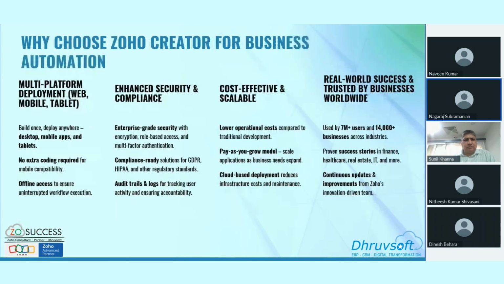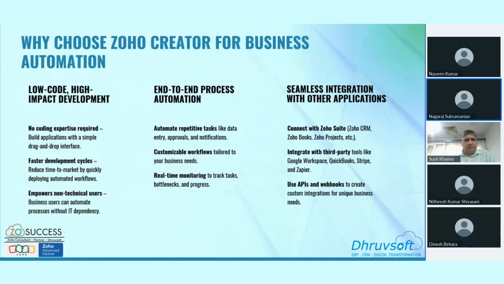So these are the 8 outline of resources needed for business. Then we are going to see why choose Zoho Creator for business automation. Basically here we are going to see 7 outlines of the main important factors for this. So first is low code and high impact development.